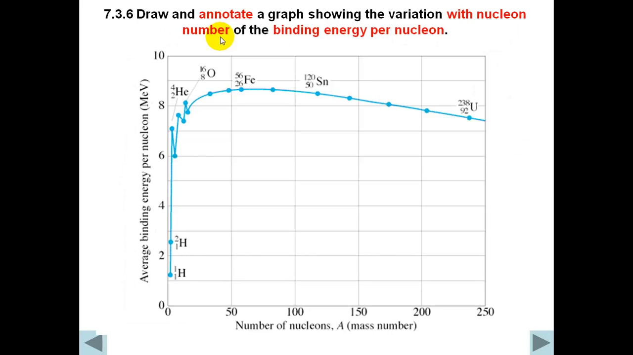So you need to annotate and draw showing the variation of nucleon number and the binding energy per nucleon. So you can see how it goes. It goes up to around 8 or 9 with iron, and then it goes down to a little bit less than 8 for uranium. So this kind of curve, you need to be able to recognize it and be able to sketch it.